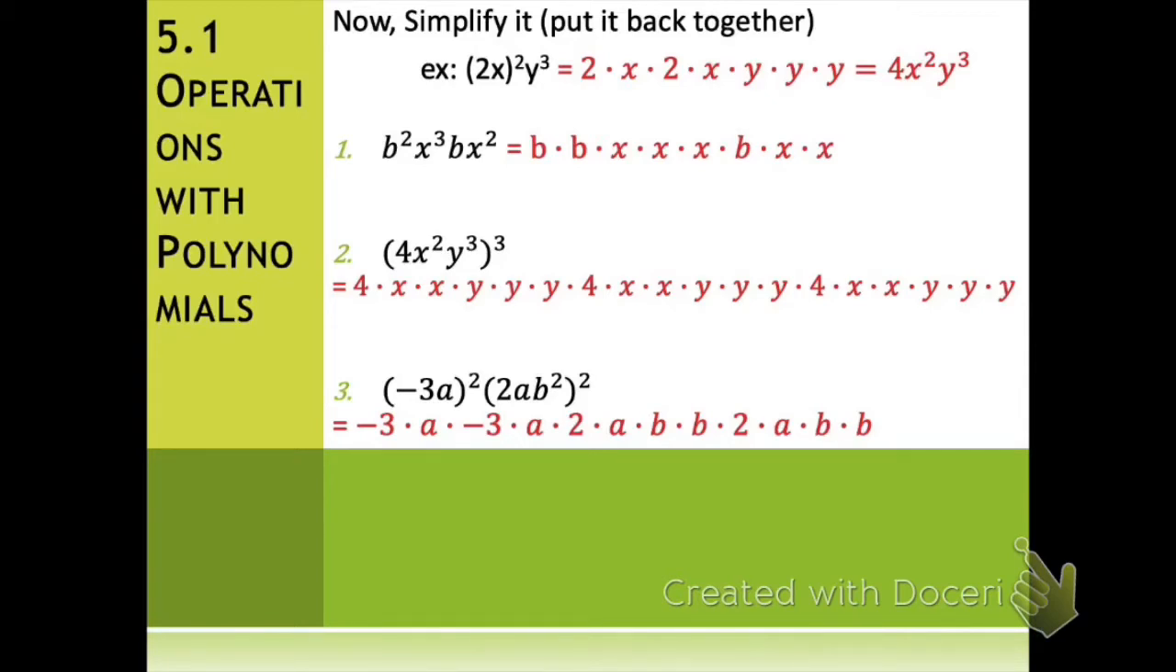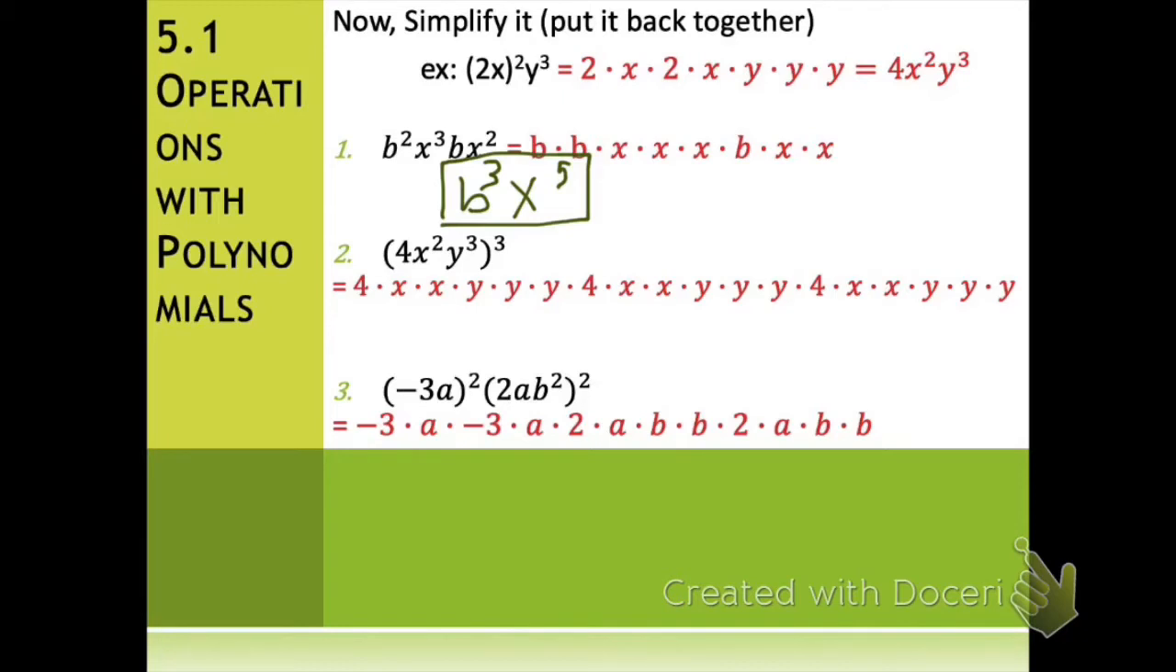Okay, let me quickly go through these. I'll start with the b's on this first one. I have b times b times b, so I can write that as b to the 3rd power. And I have x times x times x times x times x, so I can write that as x to the 5th power. So my final answer is b to the 3rd power times x to the 5th power.